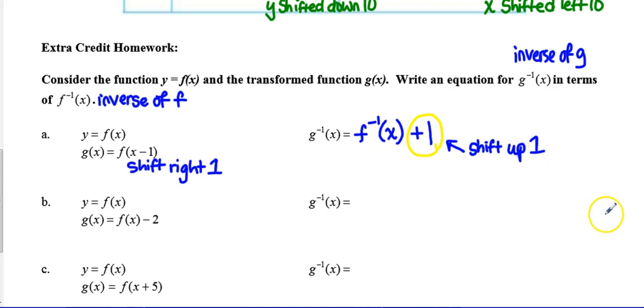So the chart above will help you know and decide where you're starting, and then what is the corresponding inverse relationship of that transformation. So in summary here, we had a shift right 1. In terms of the inverse, that connects to a shift up 1.